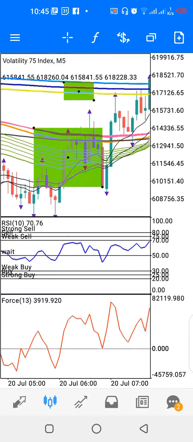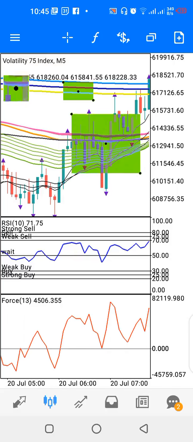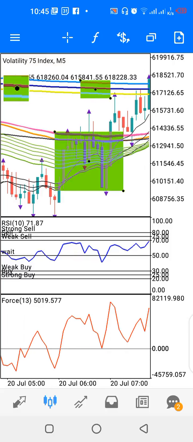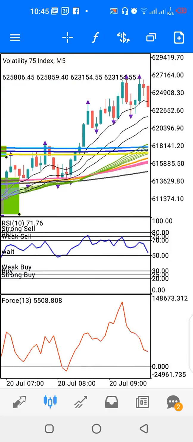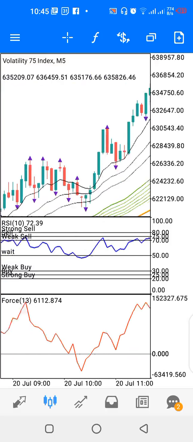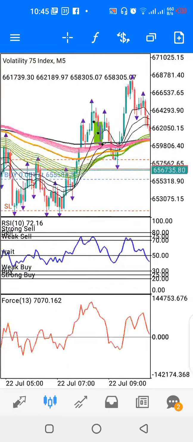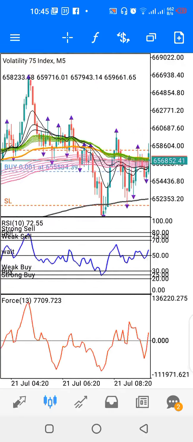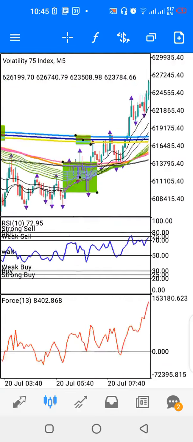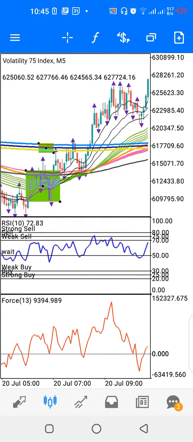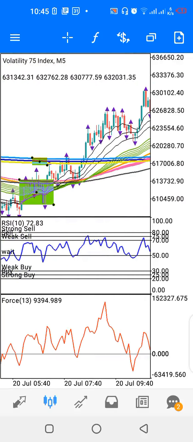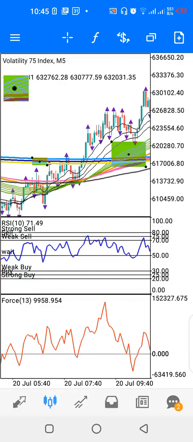But if all these lines cross up above these three lines, then you have a bullish trend, like what we have around here. You can see what happened around here. That's bullish. Let me take us back there. Like what we have around here, this is a typical example of a bullish trend development.